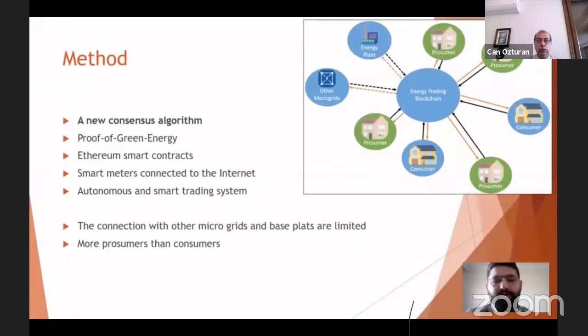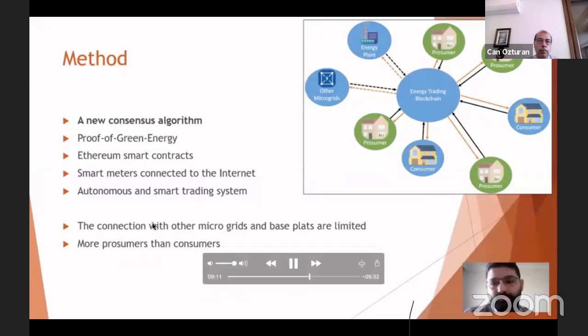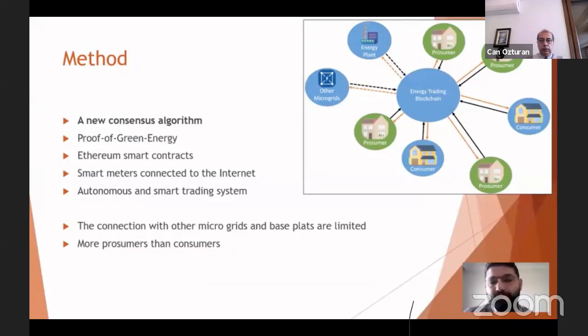With these assumptions, I have come up with a new consensus algorithm that makes use of green energy production. I call it proof of green energy. The system uses Ethereum-based smart contracts to validate blocks and trade energy. Here, there are smart meters connected to the internet on each node that is a prosumer or consumer of electricity. And the system autonomously and in a smart way trades the energy with the local microgrid or a company for the needs of the house.